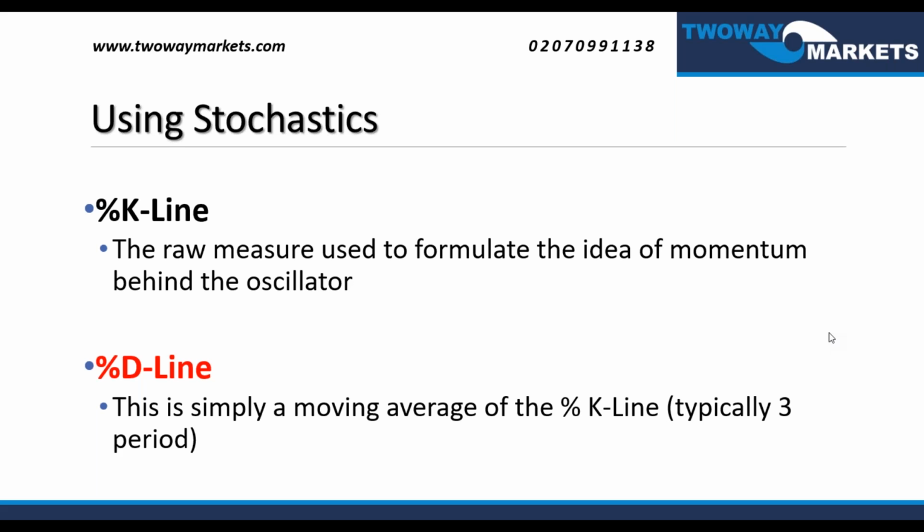But for the purpose of this example, the black line is also known as the K line. It is the raw measure used to formulate the idea of momentum behind the oscillator. So think of the black line as the key line, whereas the D line, which is typically shown as red, is simply a moving average of that K line. So it's going to therefore lag behind slightly. Okay, so you have the key formula of the actual indicator itself, and then you have a moving average of those values, so it typically lags behind. That's why you have the two different lines on the chart.